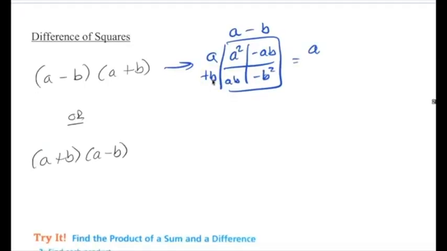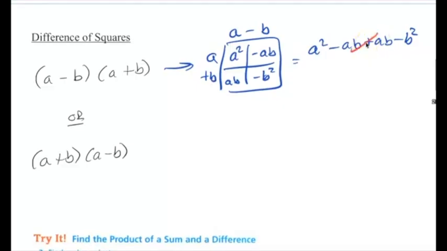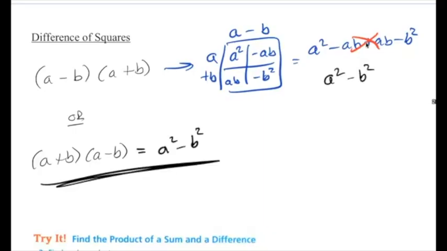Let me rewrite this real quick so you can see it. And what do you notice? The middle terms cancel out. I'm left with just a squared minus b squared. And that's why this one's helpful, because it makes it shorter. If you have the same thing, a plus b and then a minus b, it doesn't matter which order, the middle terms are going to cancel out. You're just going to get the first term squared minus the second term squared.